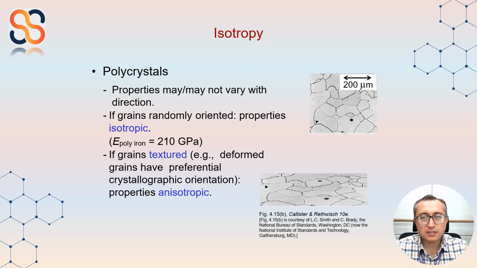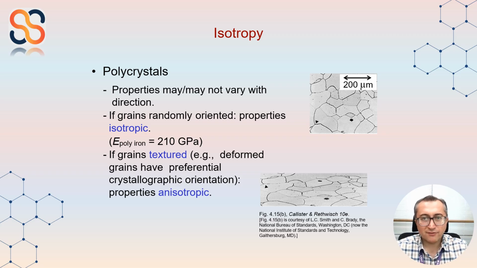Polycrystals consist of many small grains, each being a single crystal. The overall properties can show isotropy or anisotropy depending on the orientation of these grains. If the grains are randomly oriented, the material's properties tend to be isotropic. For example, the modulus of elasticity for polycrystalline iron can be expressed as E equals 210 gigapascals. In this case, the material behaves the same regardless of the measurement direction.